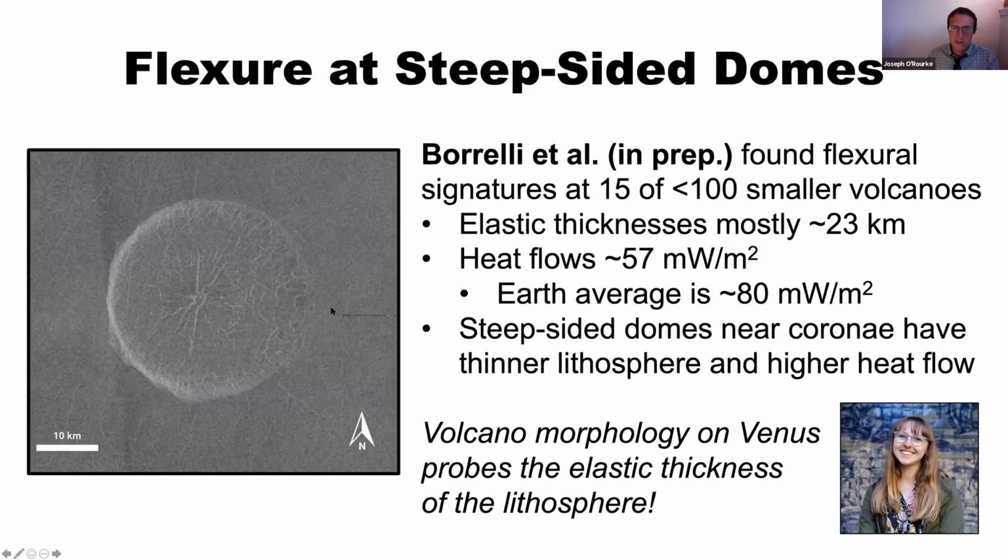So the steep-sided domes seem to form or be associated with regions of the lithosphere that are cooling slower than Earth. So except for the domes that are right next to coronae, and those with thinner lithosphere and higher heat flow. So this is a really vital result, because it breaks a degeneracy in the interpretation of the results from coronae. And it really reveals that volcanomorphology on Venus is a probe of the elastic lithosphere. And it suggests that Venus overall might be cooling a little slower than Earth.